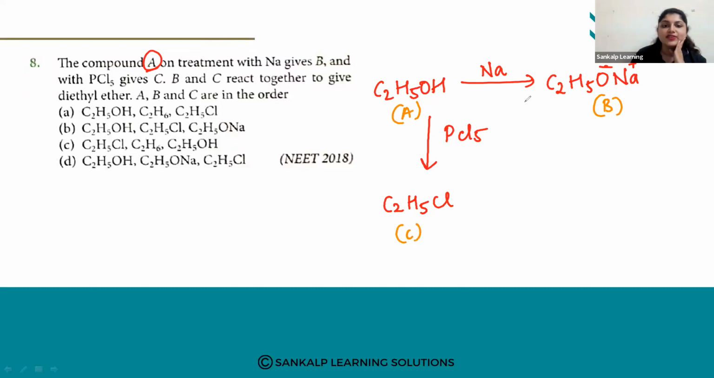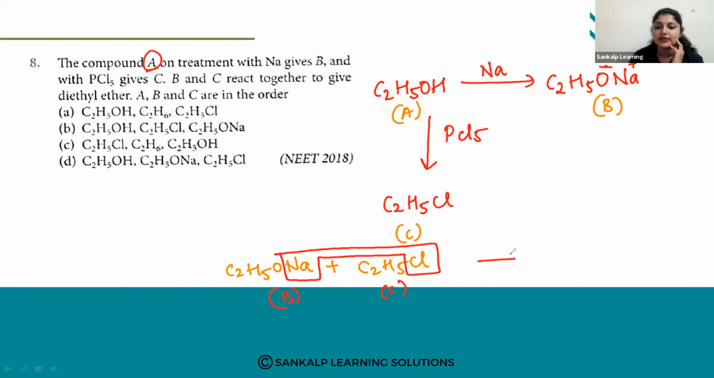Understood? So first A will react with sodium to give you B, and A again reacts with PCl5 to give you C. Now B and C will react together to give you diethyl ether. B is C2H5ONa plus C, which is C2H5Cl. So the Na and Cl will combine, and you'll get diethyl ether, C2H5OC2H5.